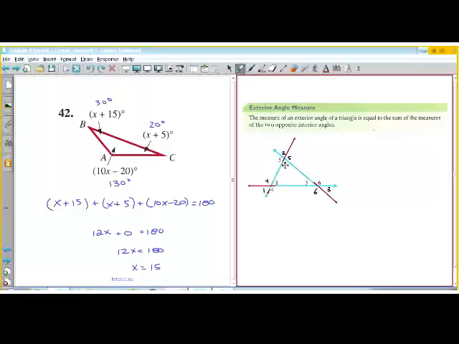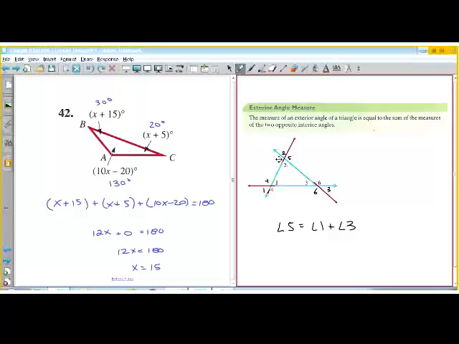So this is an interior angle, this is an interior angle, this is an interior angle. These are opposite this angle. So the two angles that are opposite this exterior angle are this one and that one. So what that would mean is that the measure of angle 5 is equal to the sum of the measures of the angles opposite. And that applies to any of the exterior angles.